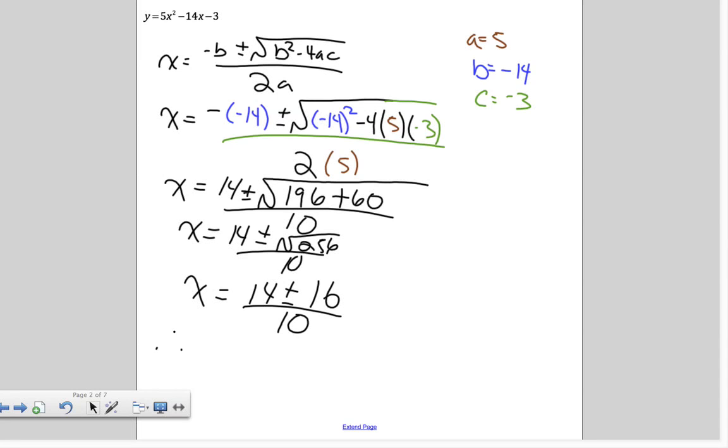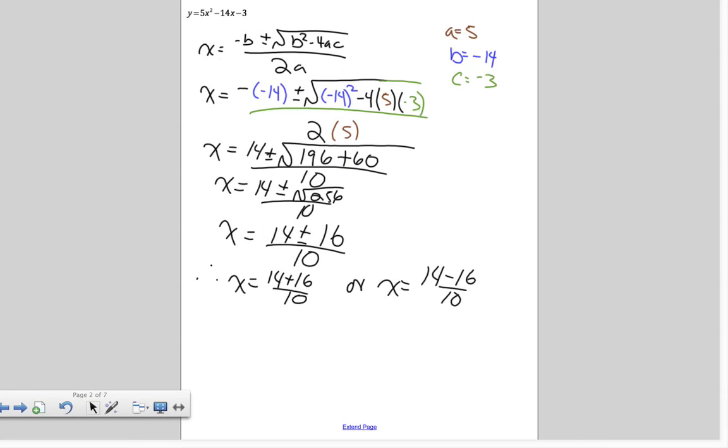So therefore, x is equal to 14 plus 16 over 10, or x is equal to 14 minus 16 over 10. So here we get 30 over 10, which is 3, or x is equal to negative 2 over 10, which is x is equal to negative 1/5.